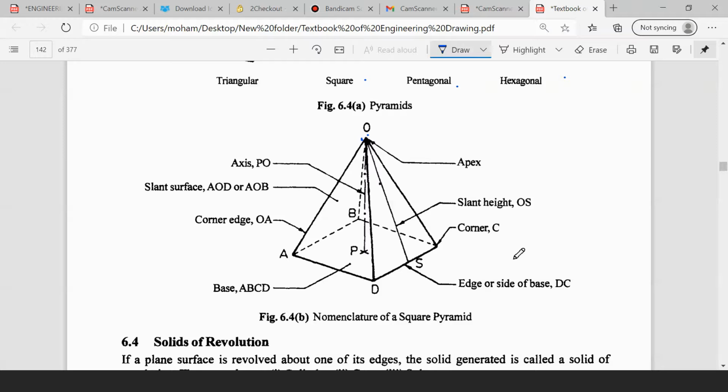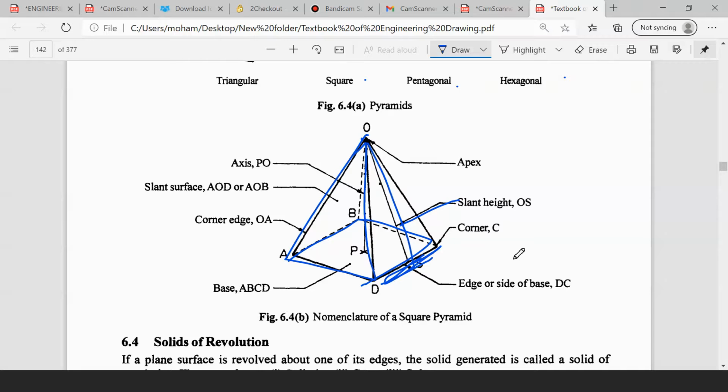This height is known as the slant height. Understand? And this is known as a slant surface. The total triangular surface is known as a slant surface. And this is known as a corner edge. Understand? This is the side of the base, or an edge of the base. This is known as the total base. Very, very important. This is also known as a slant height. Okay? It may be given that it is resting on its slant height.